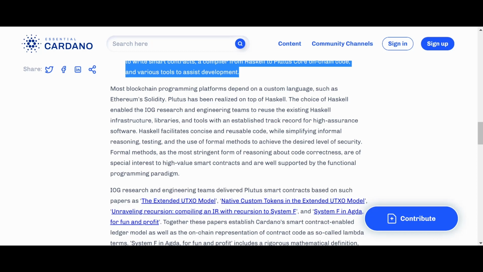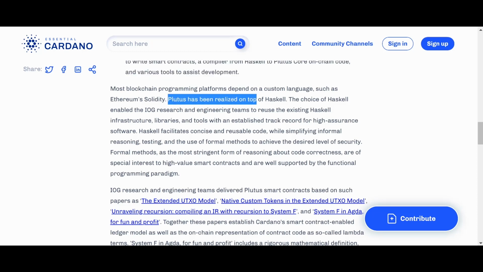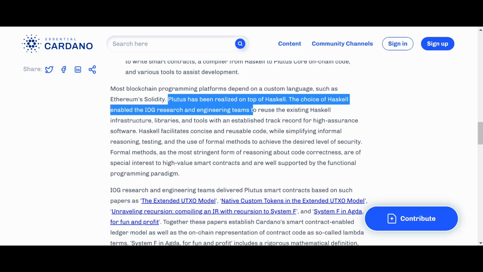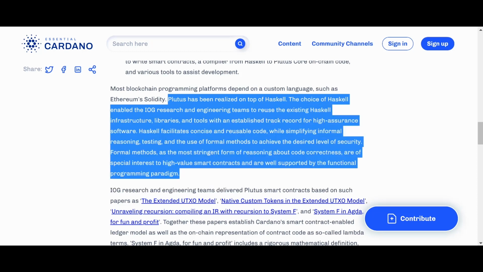Most blockchain programming platforms depend on a custom language such as Ethereum's Solidity. Plutus has been realized on top of Haskell. The choice of Haskell enabled the IOHK research and engineering teams to reuse the existing Haskell infrastructure, libraries, and tools within an established track for high assurance software.